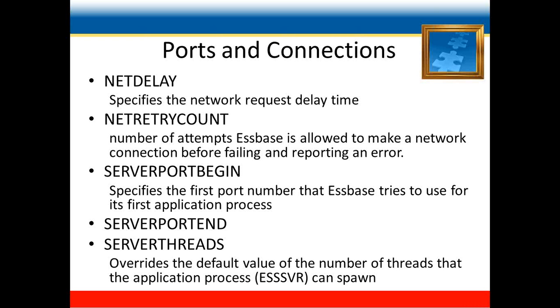So this setting specifies the first port number that Essbase tries to use for any application process which has been started. Whenever you start any application, that application is assigned a port number. So this setting will specify the first port number that will be assigned for the first application process which will be started. Parallelly, you can have a server port end setting which will specify the highest possible value that you can have for the application processes that you start.